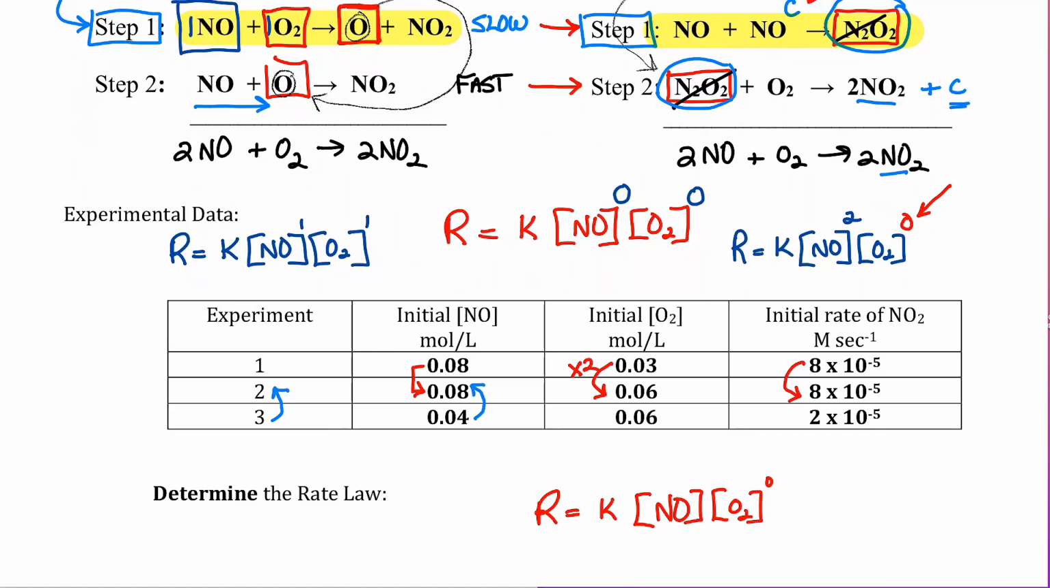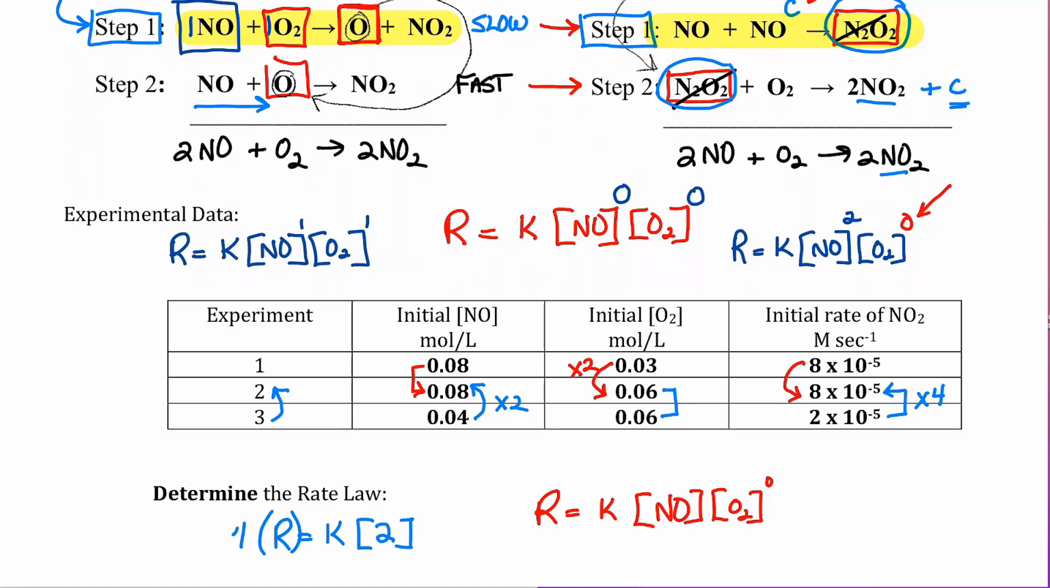So if I double NO and I keep O2 constant, what happens to my rate? Oh, look at that. From 2 to 8, you can see that's going up 4 times. This is doubling. Now think with me for a second. The rate, of course, equals some constant. If we're just looking at NO, well, if NO is doubling, but the rate is what?